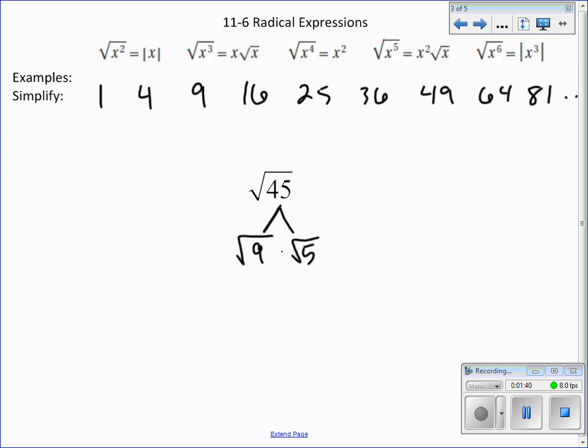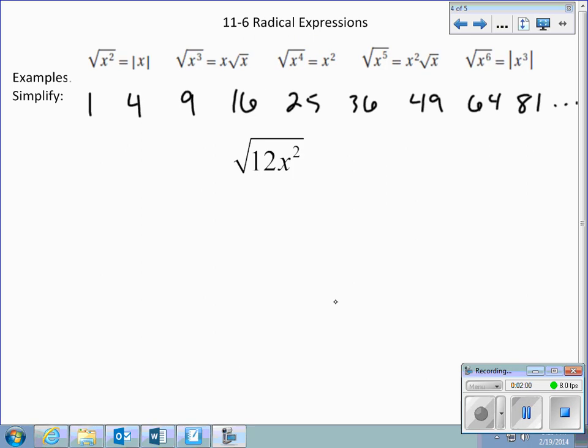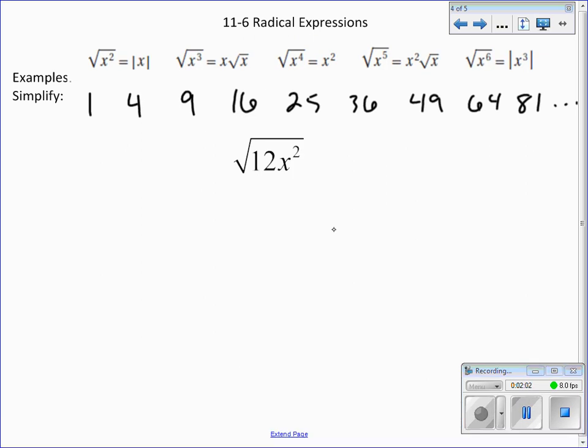And so the square root of 45 then is equivalent to the square root of 9 times the square root of 5. Now that we know that, we can simplify the square root of 9 because that's simply 3, and we're left with 3 square root 5. Looking at this next problem, we now kind of have two parts. We can split them right off the bat if we'd like.